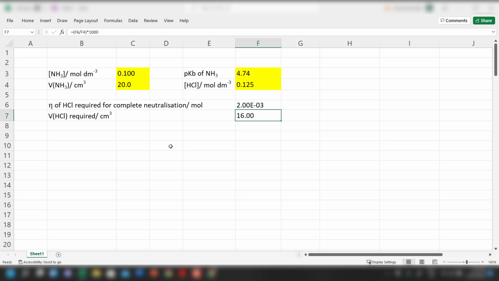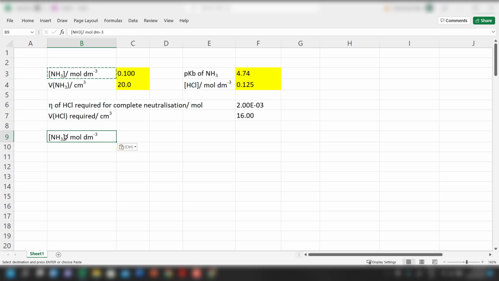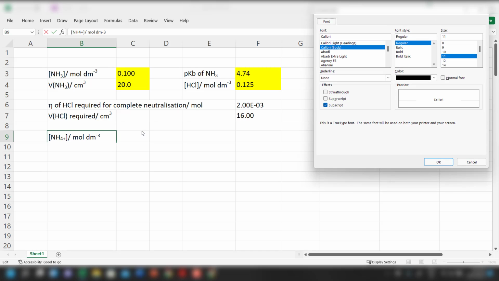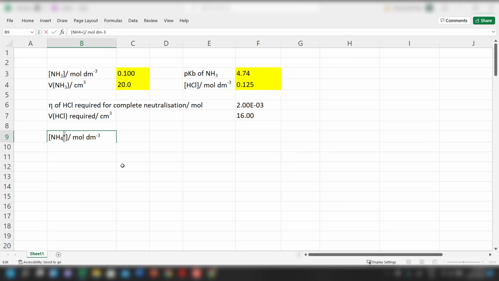You should also be aware that in the course of our calculation, we might need to determine the pH at the equivalence point. That means that the concentration of ammonium at the equivalence point is very important. So we are going to do that over here. I'm going to change this to superscript. This is the concentration of ammonium at the equivalence point, in moles per dm cube.